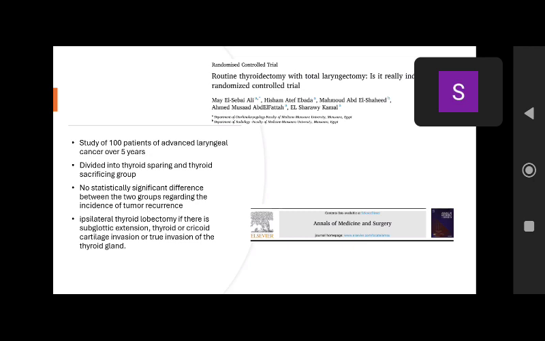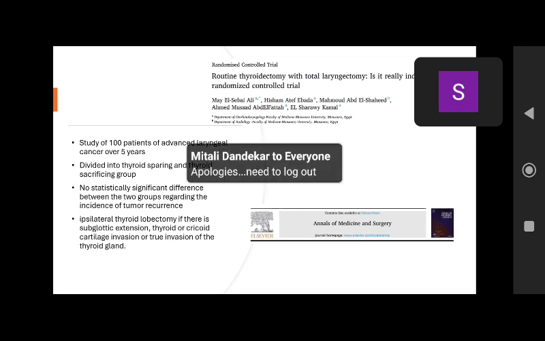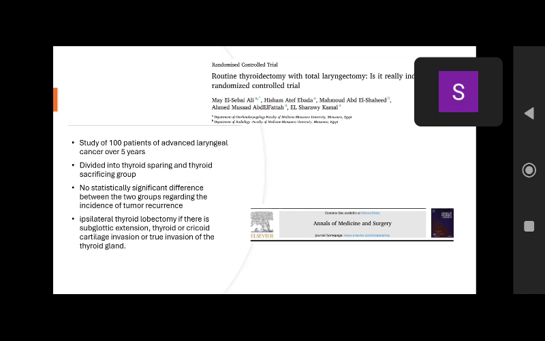So others have concluded that if there is subglottic extension, or thyroid cartilage invasion, or true invasion of the thyroid gland, you can take the ipsilateral side of the thyroid. Otherwise, for oncological purposes, a routine thyroidectomy is not indicated if these high risk factors are not there.